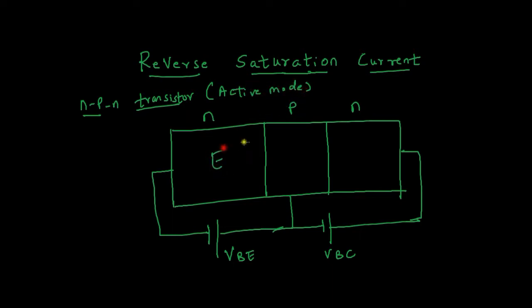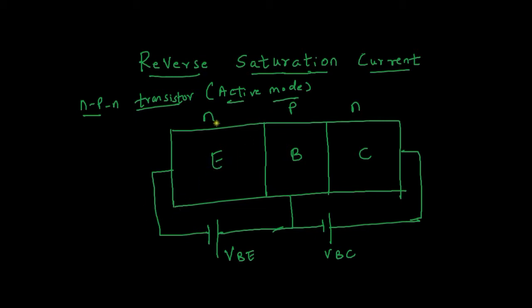Emitter, base, collector. In active mode of operation, the EB junction is forward biased. As you can see, the emitter, which is N type, is connected to the negative terminal of the battery. So the EB junction is forward biased, and then the collector base junction is reverse biased. Any BJT which is biased in this fashion is working in active mode of operation.